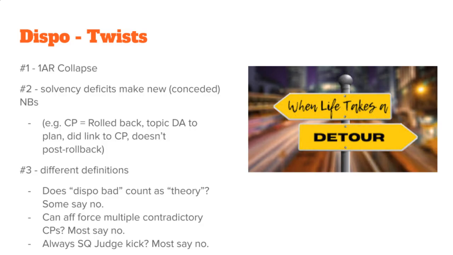Another big twist to think about, and this is a very common one that the neg gets you on, is you go for a solvency deficit in case, not realizing one of the disads, the topic DAs you read, actually links based on solvency. They don't link on proposal of plan. So while you've conceded the counterplan gets rolled back, and that's what you're going for.